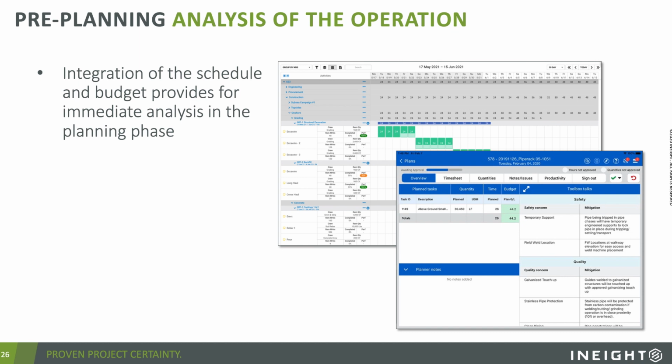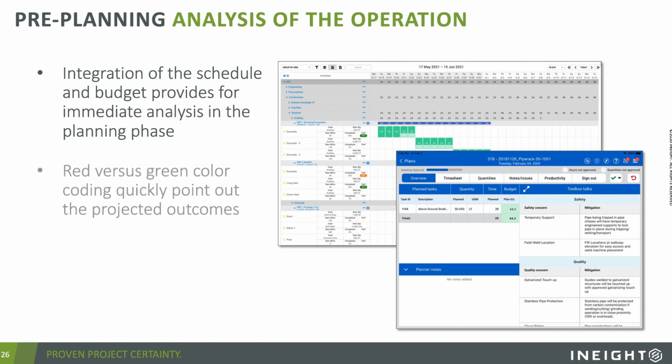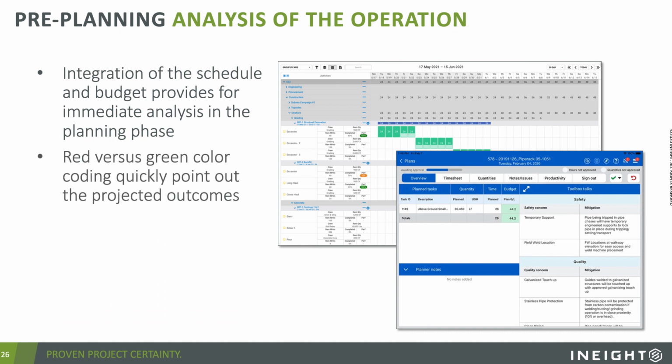Again, integrating the schedule and the budget provides for immediate analysis of the plan. Do all these items align within the budgeted time frame? Do I have enough capacity to actually get that work done? And we get some red versus green color coding to point out the projected outcomes of an operation. And we do all of that without ever leaving the application. You don't have to run a report. You don't have to run a formula in Excel. It's all done right in the application.